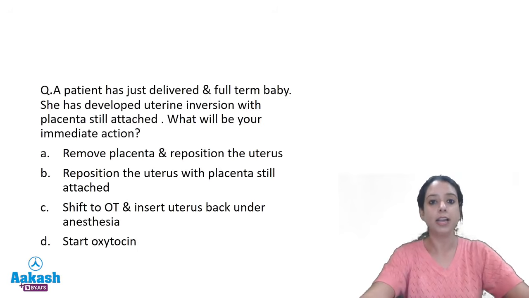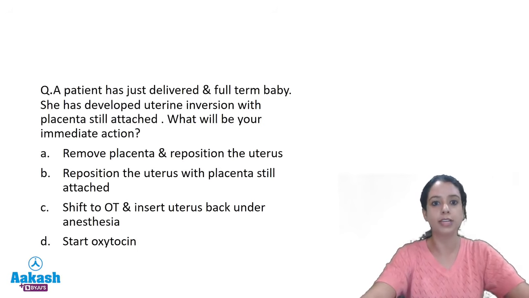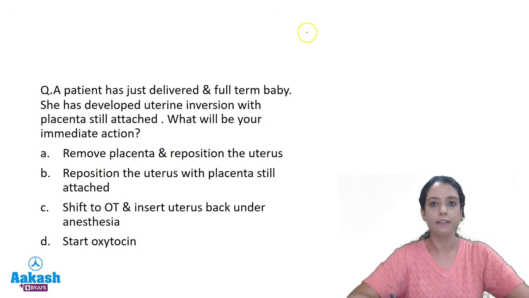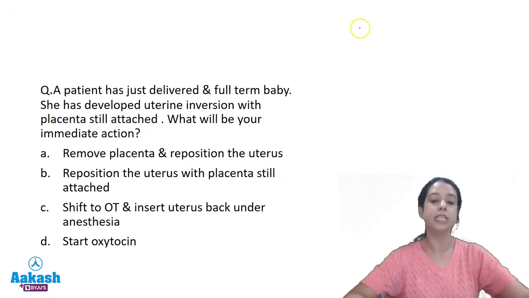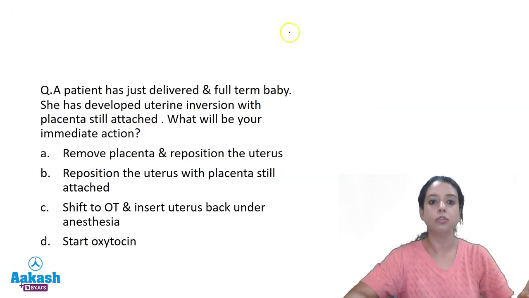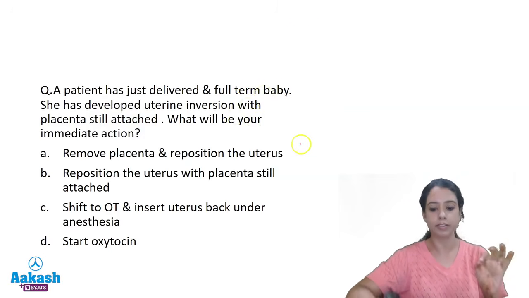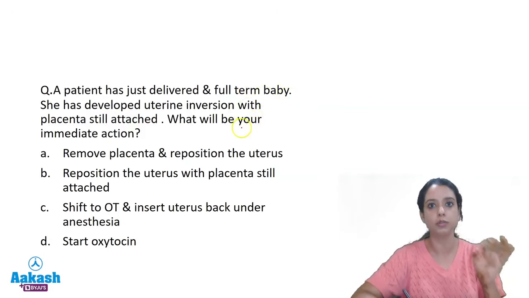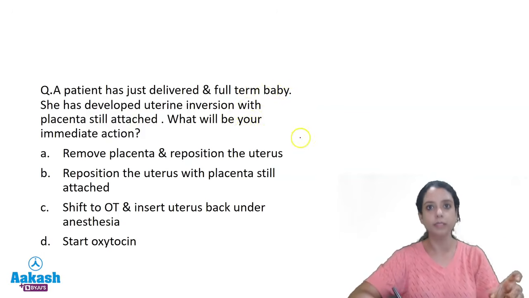First, a patient has just delivered a full-term baby and she has developed a uterine inversion with the placenta still attached. A lot of questions on obstetric emergencies are being asked. Last time cord prolapse was asked, and this time uterine inversion. So obstetric emergencies are very important. Generally the placenta is attached when uterine inversion happens. So what is the management?